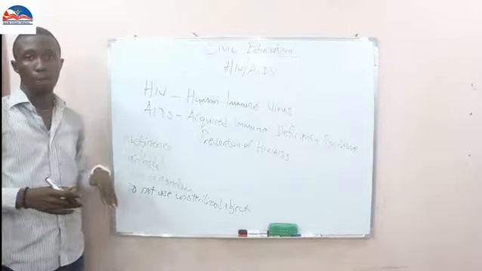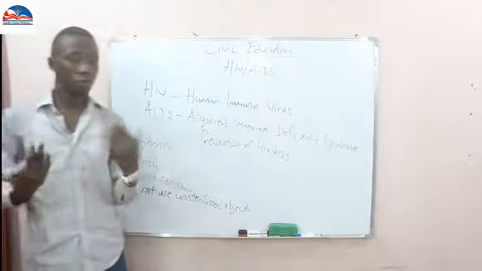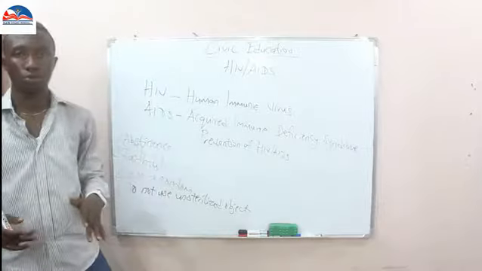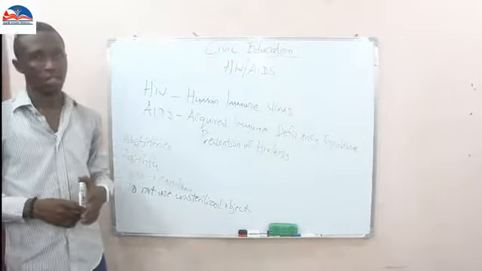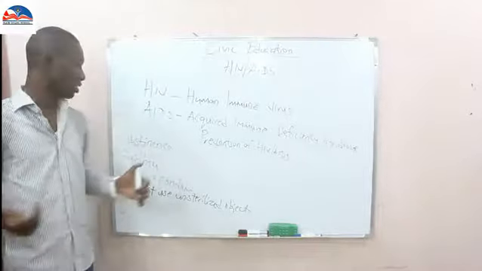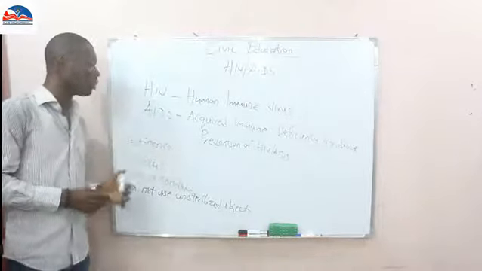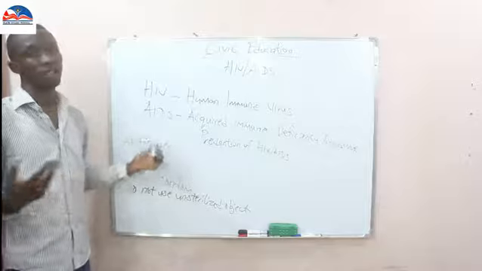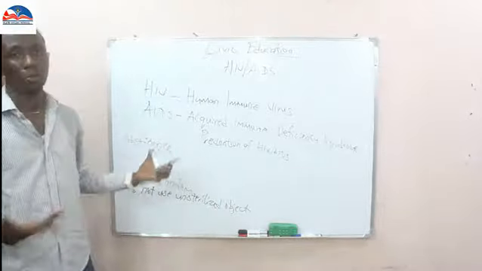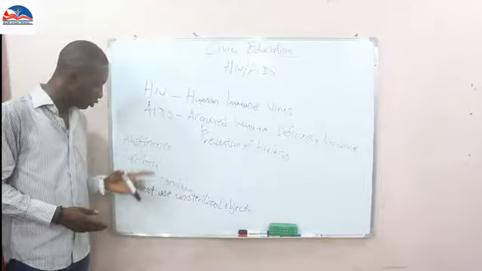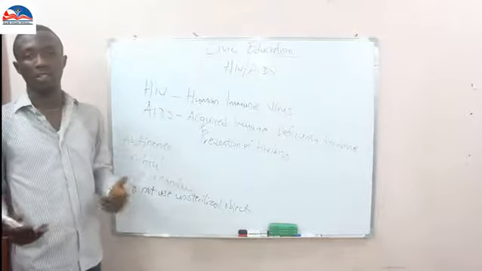Then, faithful. If someone is married, it is not good to have one or more sexual partners outside your marriage. This person can run the risk of contracting HIV. Then use a condom. If the person cannot hold himself, the person should use a condom. This will help the person to prevent HIV. And then do not use unsterilized objects.